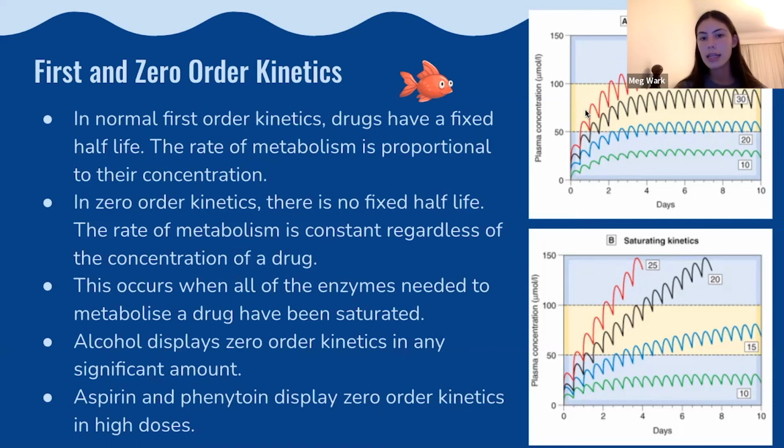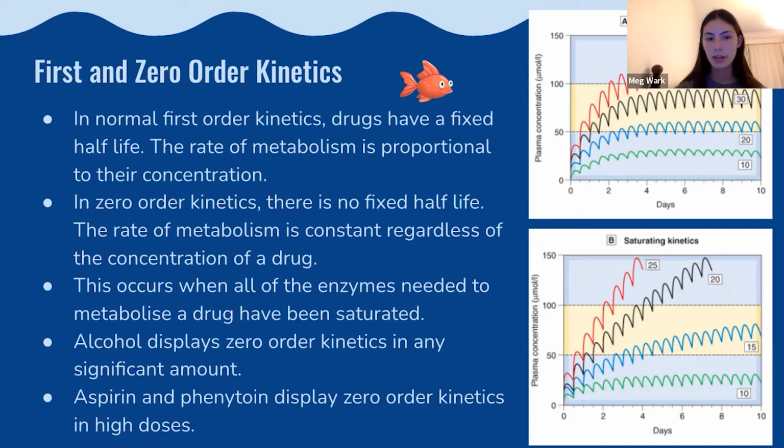In zero order kinetics, there is no fixed half-life. This means the rate of metabolism is constant regardless of the concentration of a drug. The reason this can be an issue is that if you have a drug in very high doses, the body can't speed up at all. It still will metabolize it at the exact same rate. So you can very quickly get out of the therapeutic window and overdose on a drug. Whereas in first order kinetics, if you increase the concentration of a drug, the body will break it down faster, so you'll bring it back down into normal concentration, hopefully.